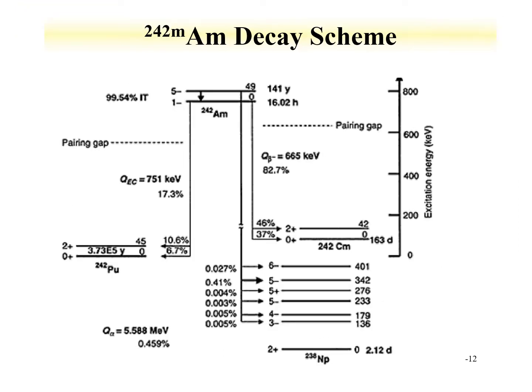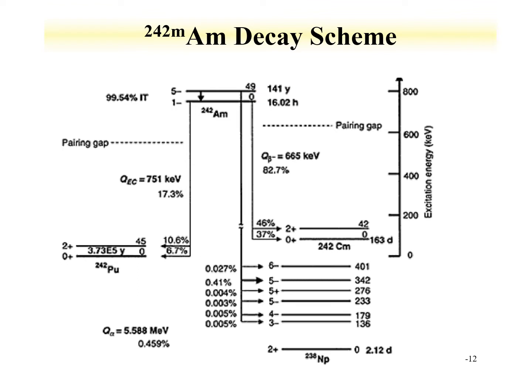Here's an example of another decay scheme which you should be able to interpret. This is for americium-242. It shows the ground state, which has a half-life of 16 hours, and the excited state, which has a half-life of 141 years. Little unusual that the half-life of the ground state is shorter than the excited state. The transition from the 5/2 minus to the 1/2 minus is related to this long metastable state.